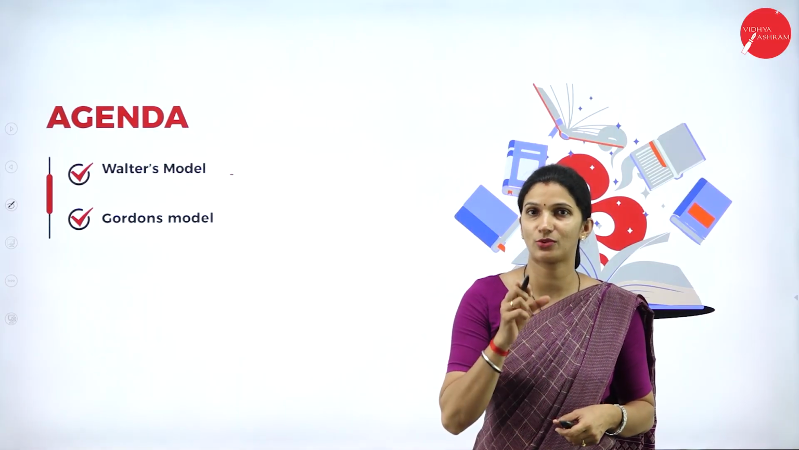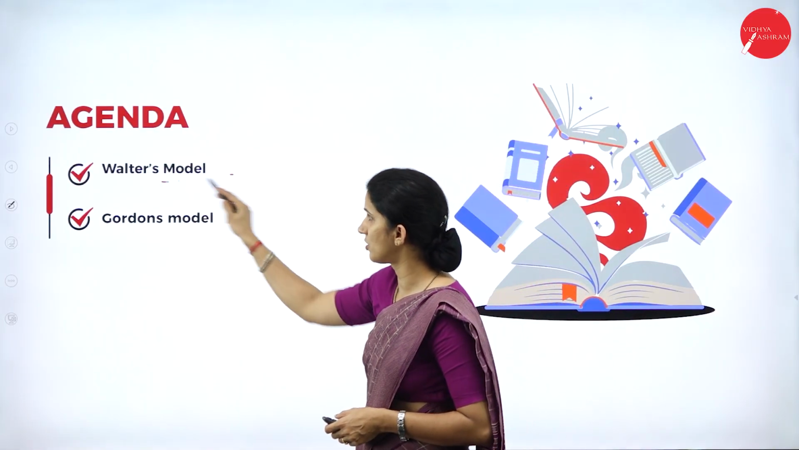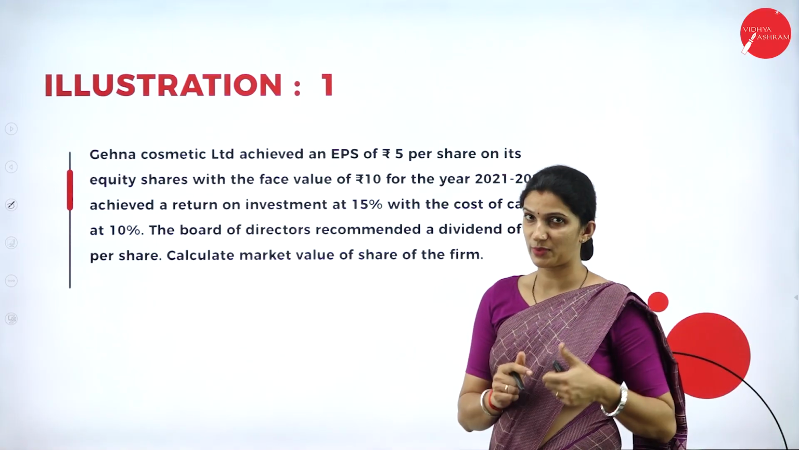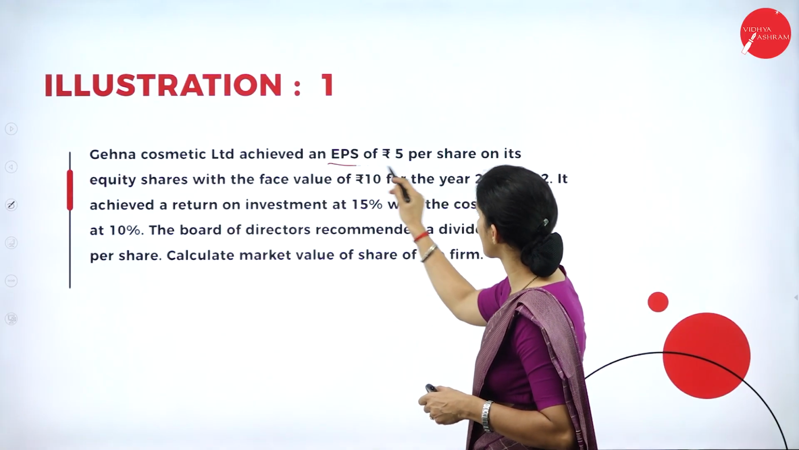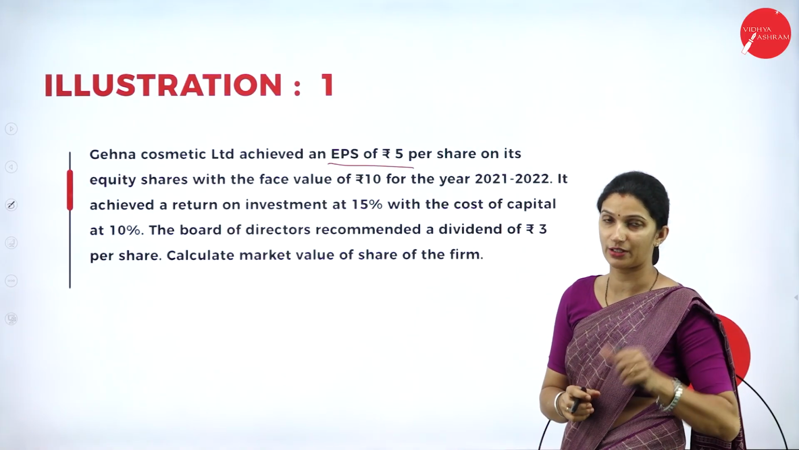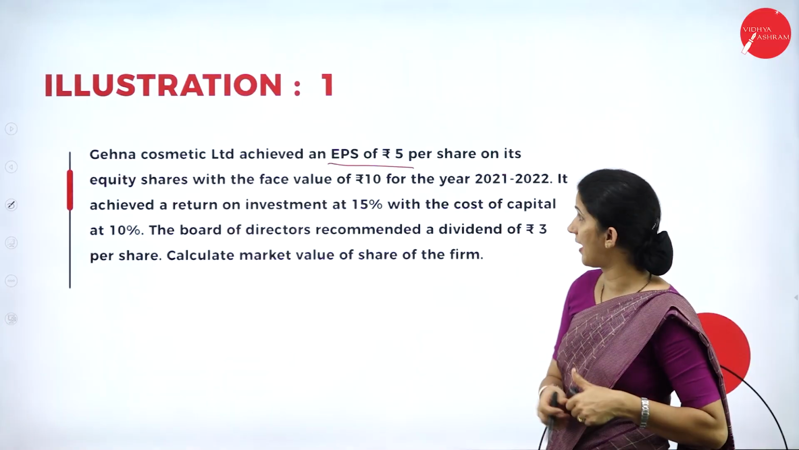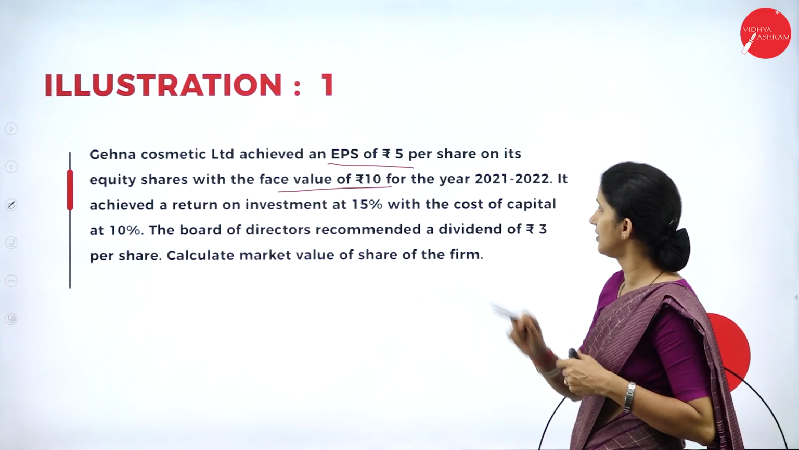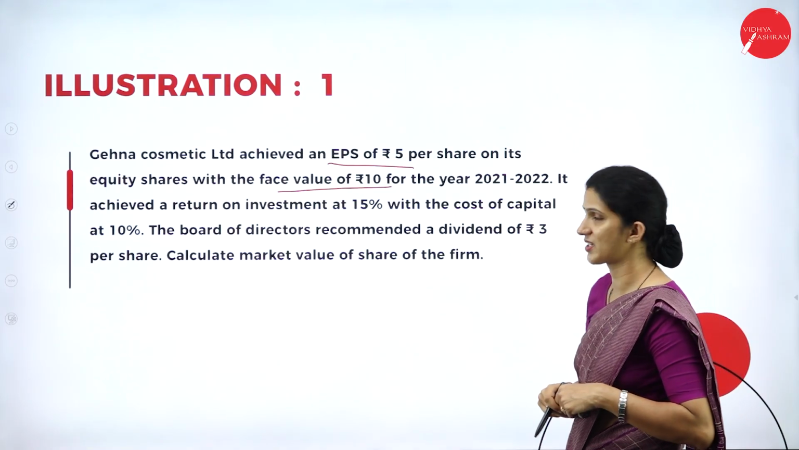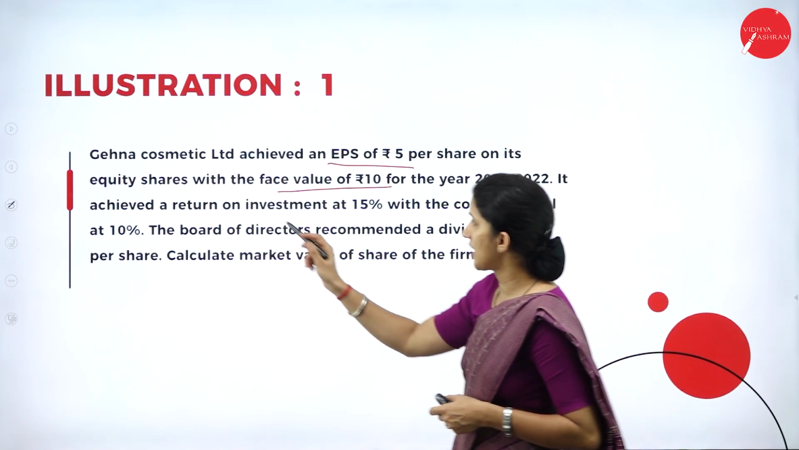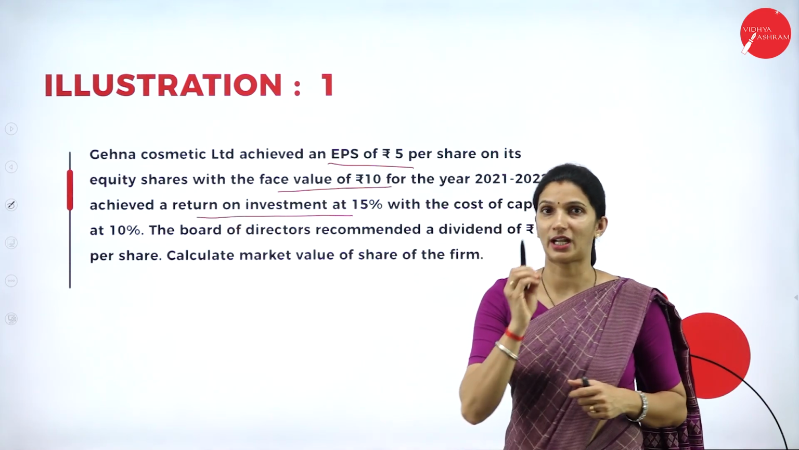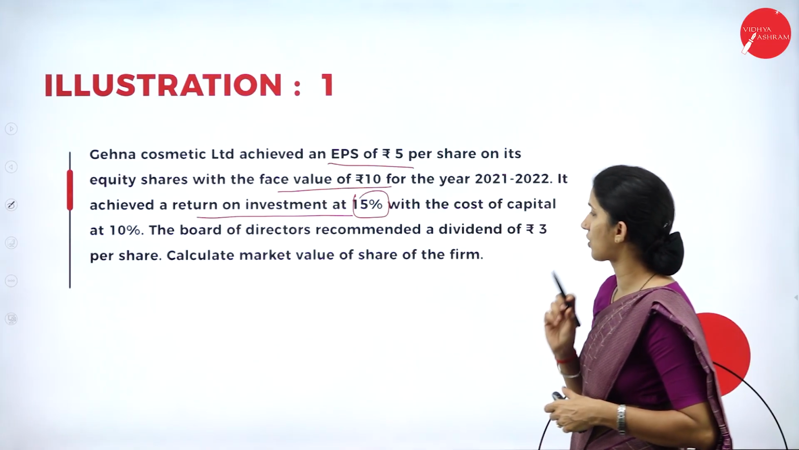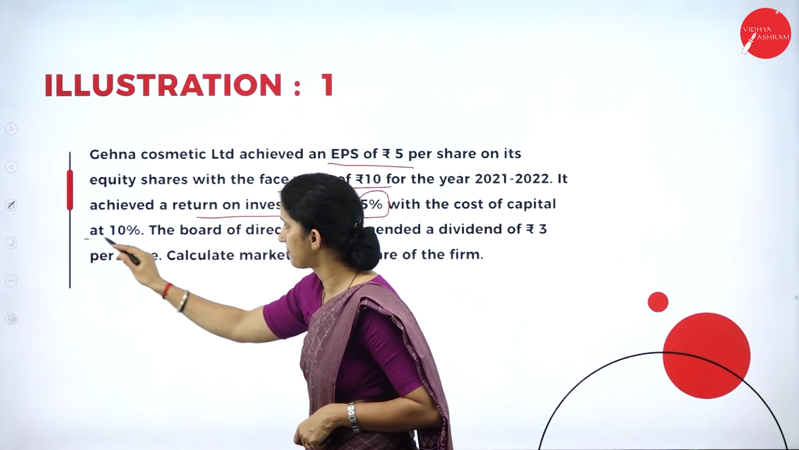Today, in today's session, we are going to solve the problem under Walters model. So, see the first question. Gehenna Cosmetics Limited achieved an EPS of rupees 5 per share. So your E or EPS is rupees 5 on its equity shares with a face value of rupees 10 for the year 2021-22. It achieved a return on investment, that is the rate of return, of 15% with the cost of capital at 10%.